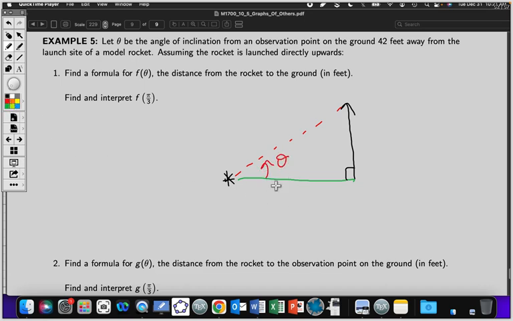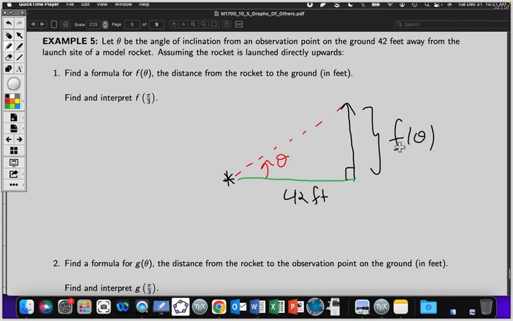And we are told we are 42 feet away from the base of the model rocket. So find a formula for f of theta, the distance from the rocket to the ground in feet. Okay, so the distance from the rocket to the ground, this is what we want to call f of theta. All right, so we assume we got a little right triangle here.